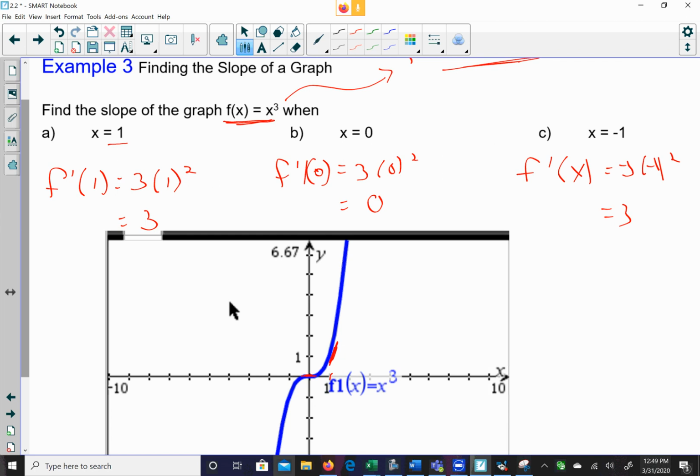When I'm at 0, if I were to draw a tangent line, it looks like the graph sort of takes a break and it's not increasing anymore, just sort of has like a bump. That slope would be 0. At -1, it's still increasing, so it's going to have a slope of 3.